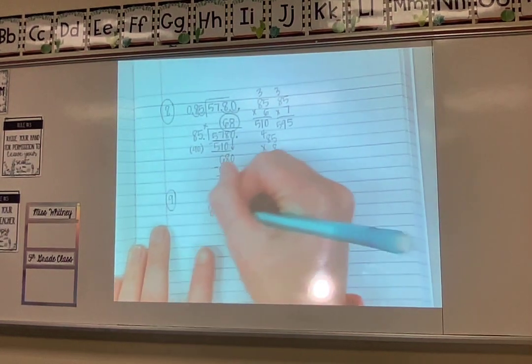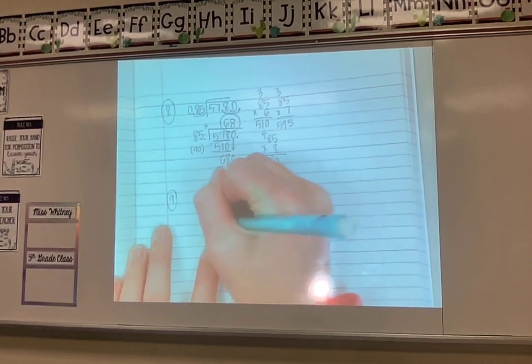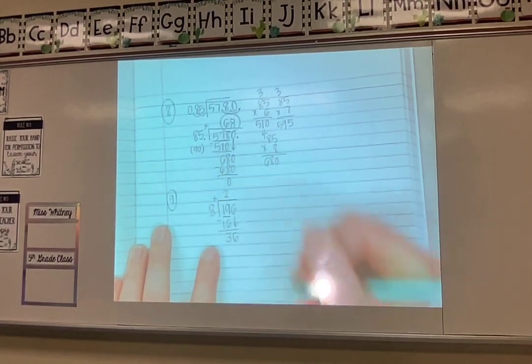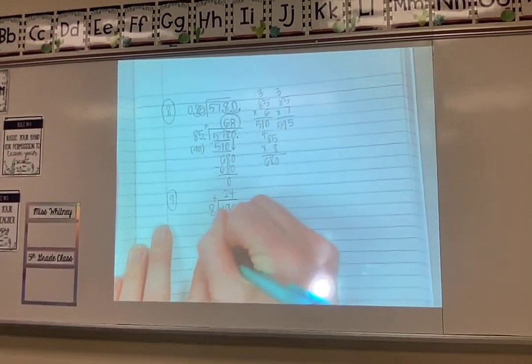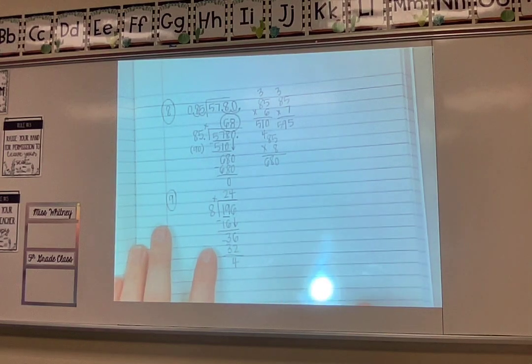How many 8s will go into 19? That would be 2. 8 times 2 is 16. Subtract, that's a 3. Bring down my 6 and go again. 8 into 36 would be 4 times, which is 32. Subtract, which is a 4. Now I have nothing to bring down, so I have to think. Can I have a decimal here, yes or no?